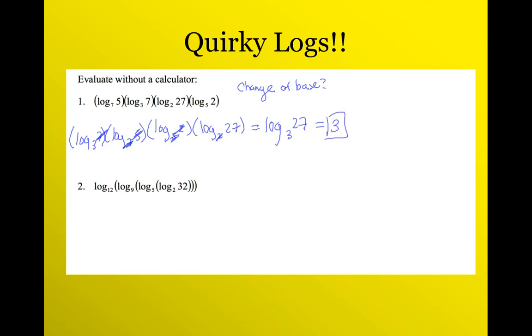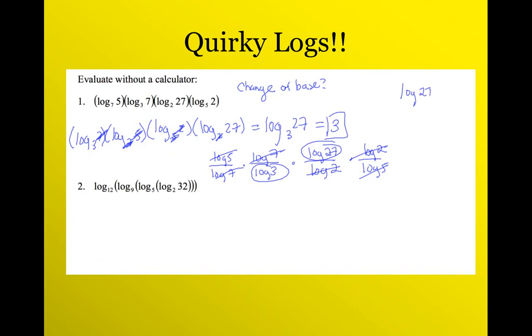If that's not something you recognize, write it out for yourself and say, okay, log of 5 over log of 7 times log of 7 over log of 3, and I cancel as I go, times log of 27 over log of 2 times log of 2 divided by log of 5, right? Oh, these are going to cancel. Oh, these are going to cancel. So you're going to be left with log of 27 over log of 3, which is log of the argument over log of the base, which is still going to give you 3, right? So there's multiple ways to go about doing that.